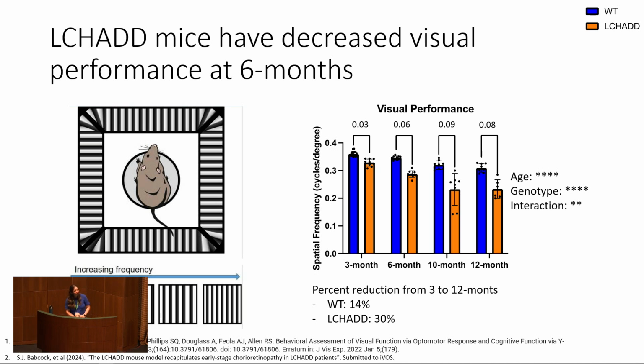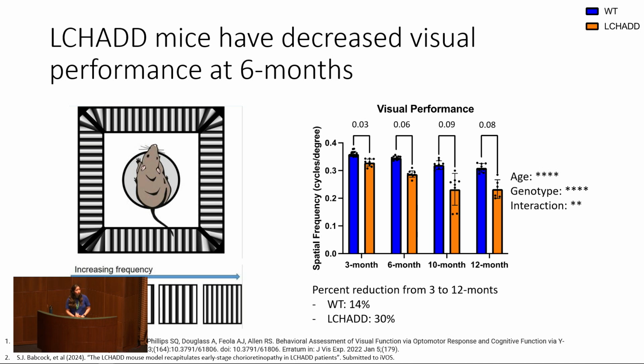And so if you look at the data on the right that we took from the OKTs, you can see that especially starting at 6 months of age, these LCHADD mice have decreased visual performance. Again, those are the ones in the orange, compared to the wild type, which are the blue, suggesting that at 6 months, these mice have decreased visual performance. But this vision continues to decrease over time.